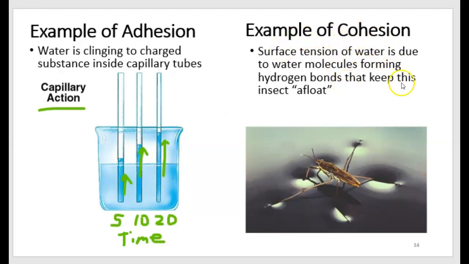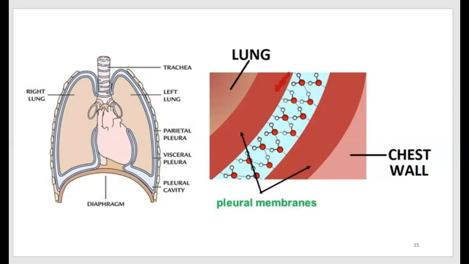Cohesion is really due to hydrogen bonding of multiple water molecules. So those hydrogen bonds create a surface tension, and they keep this insect afloat. So that's an example of cohesion. But what does that have to do with our bodies, really?